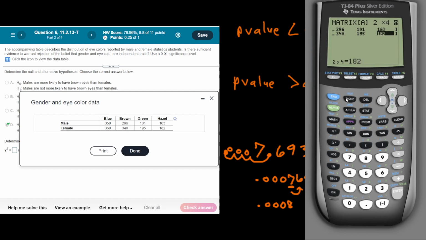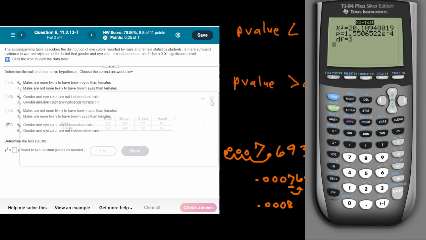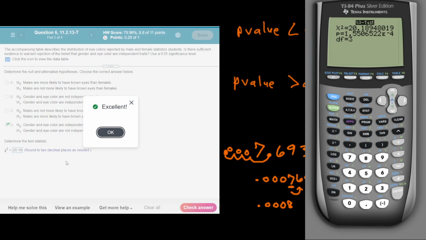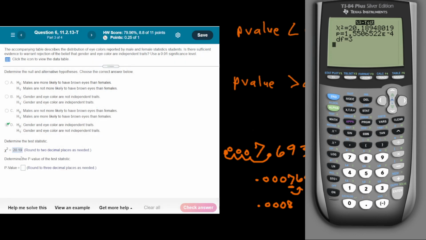Okay, hit second quit. You know what time it is. Stats, test, chi-square, enter, go down to calculate, bam, there we go. Okay, what is your test statistic? Your test statistic is 20.2 decimals, 1919. Excelente. Let's see, determine the p-value. They wanted 3 decimal places, so be careful with this one.